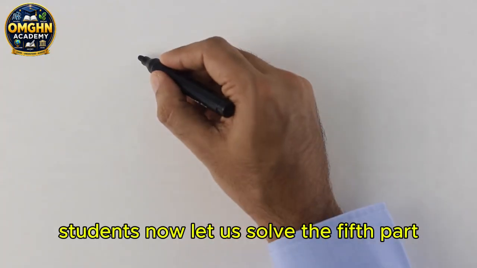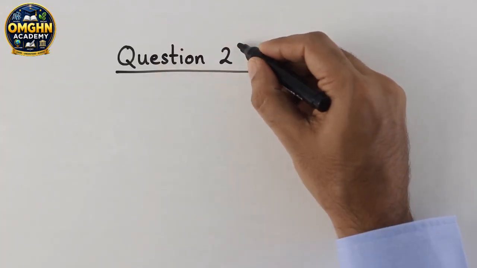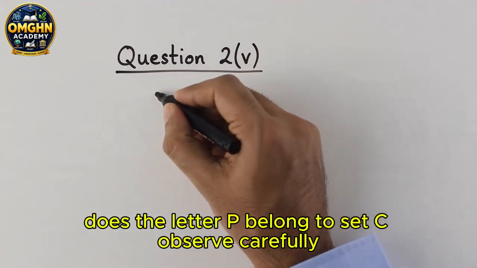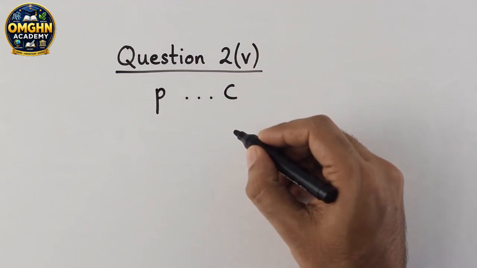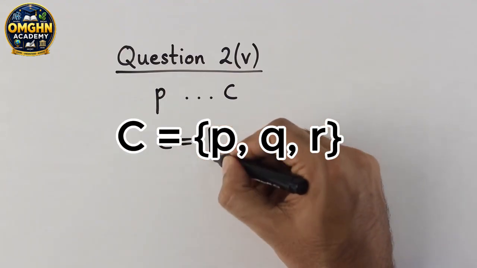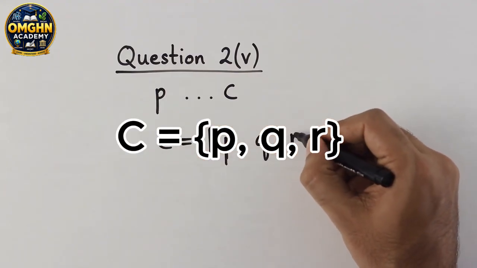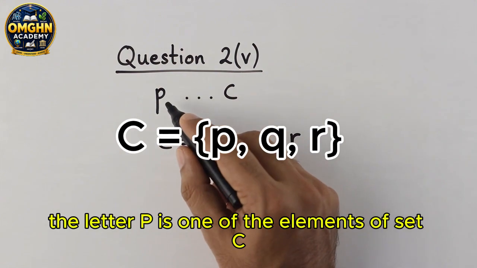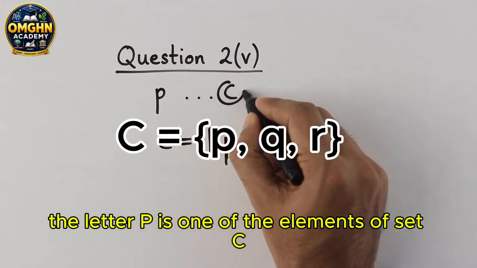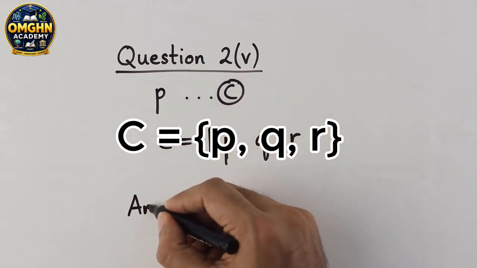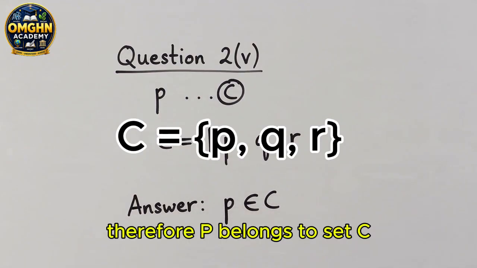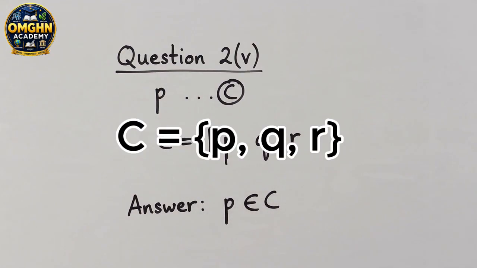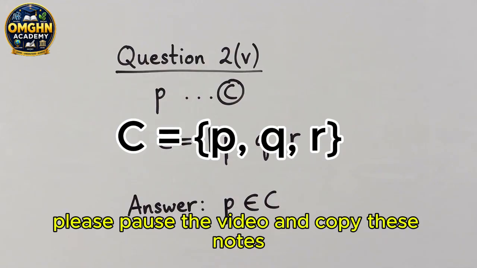Students, now let us solve the 5th part. Does the letter P belong to set C? Observe carefully. The letter P is one of the elements of set C. Therefore, P belongs to set C. Please pause the video and copy these notes.